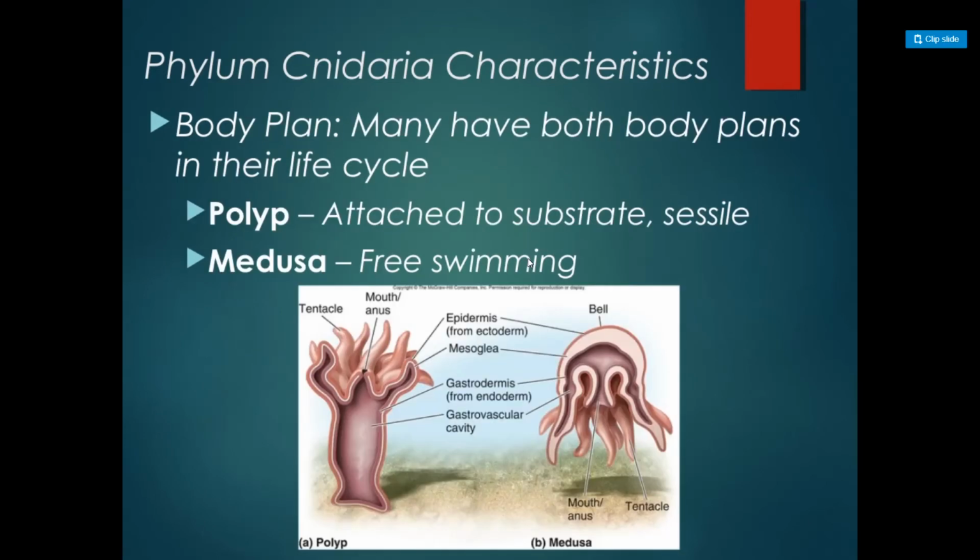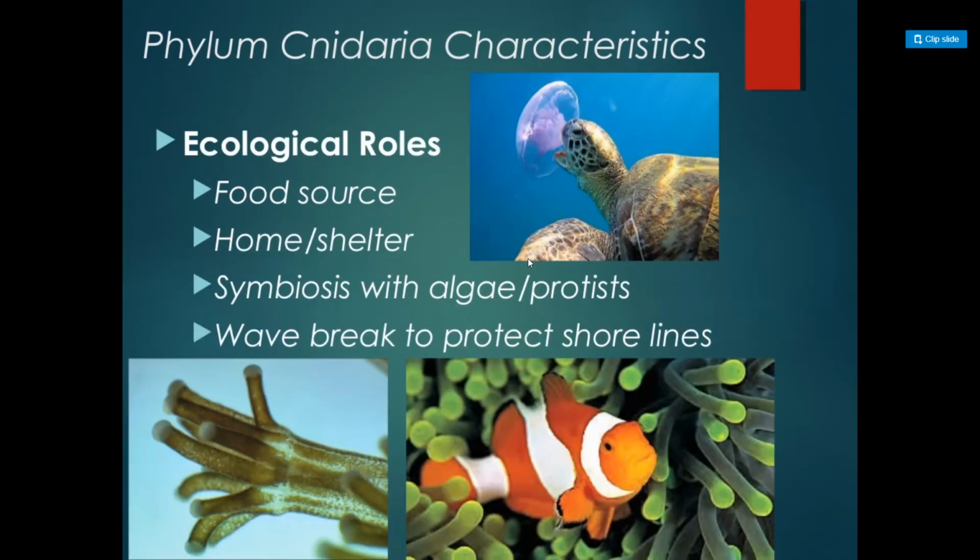So phylum Cnidaria characteristics. Many have both body plans in their life cycle, so they might start out as a polyp in this stage and then move to a medusa, or free-swimming stage. Medusa is more like your typical classic jellyfish stage, whereas polyp is more like your sea anemone stage of life.